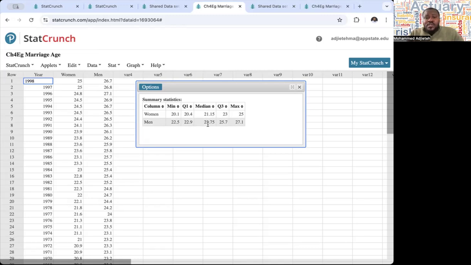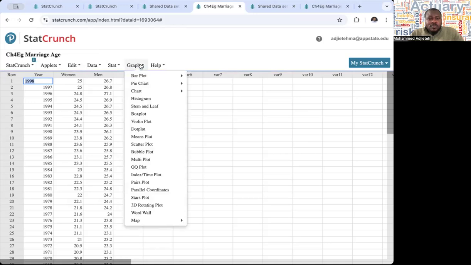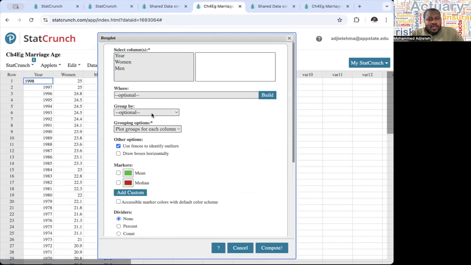Can we also do this using graphical means? Yes. And the best tool to use is the box plot. We could also use histograms for both of them, but box plots help us answer this question more appropriately. So let's do box plots. To do a box plot, we come to graph, we go to box plot, we click on that, and then the columns are men and women.